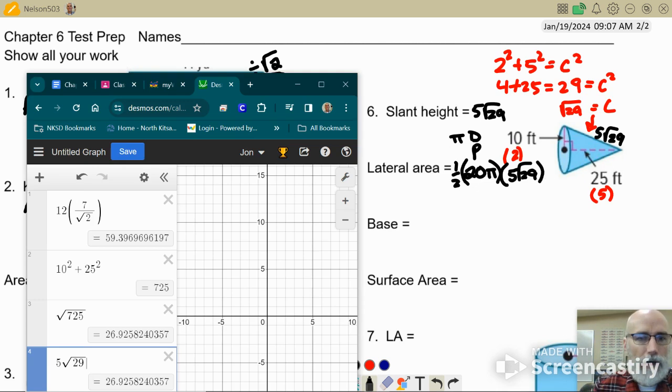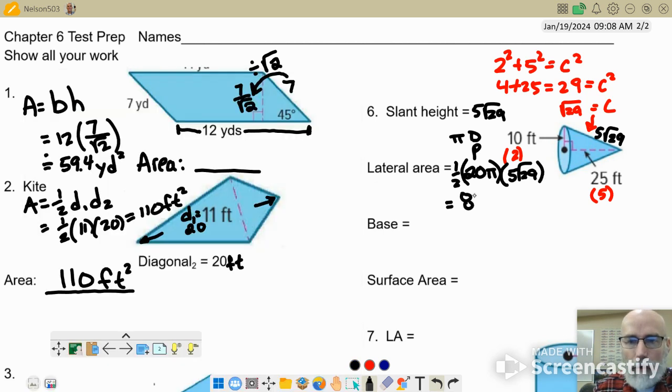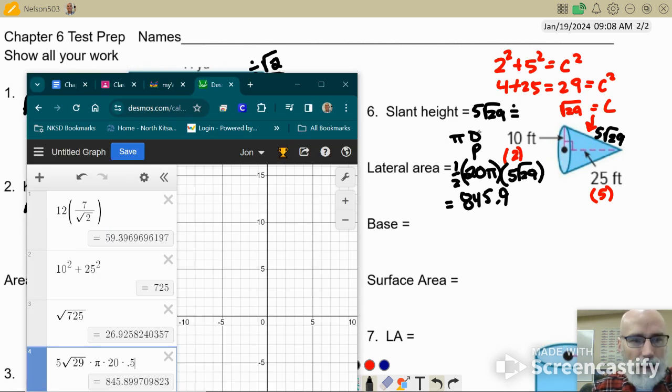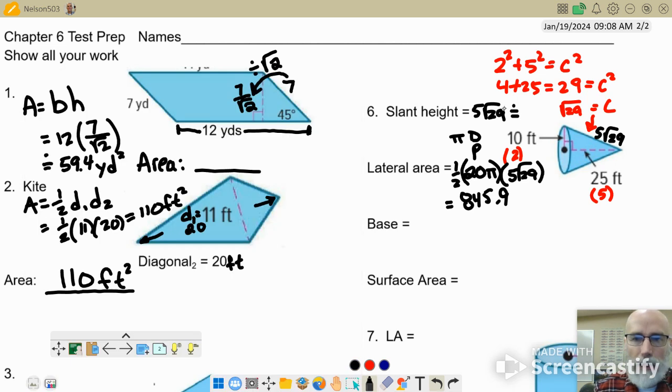And so let's jump over there. We already had 5 square root of 29 there. We just need to go times pi, and then times 20, and then times 0.5. And that gives us 845.9. So this answer is 845.9. And if you're like, hey, wait a minute, I have a decimal approximation for the slant height, 5 square root of 29 is the same thing as square root of 725. So it's 26.9. All right, let's put down square feet here, and let's put down feet over here.